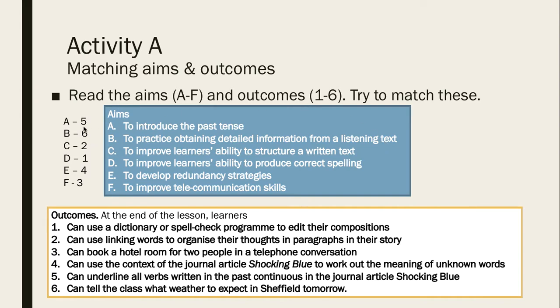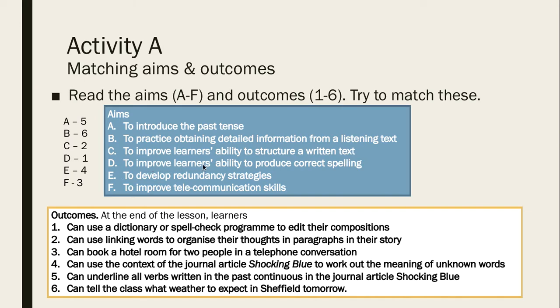So that would logically match up with this outcome, that by the end of the class, learners can tell the class what weather to expect in Sheffield tomorrow, so that they listen, for example, to a weather report, and they have to listen for details about the weather. C, the aim is to improve learners' ability to structure a written text. Okay, that's the long-term goal, the aim. Well, our outcome, in a class session, they can use linking words to organize their thoughts in paragraphs in their story. Nice. Linking words are related to structure.